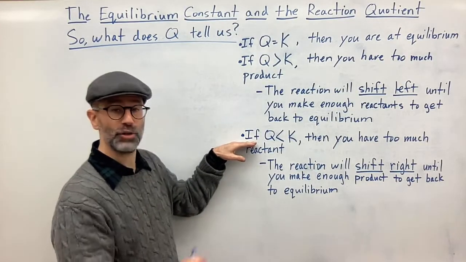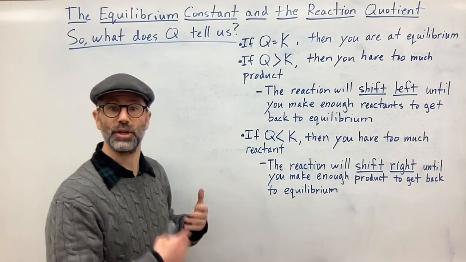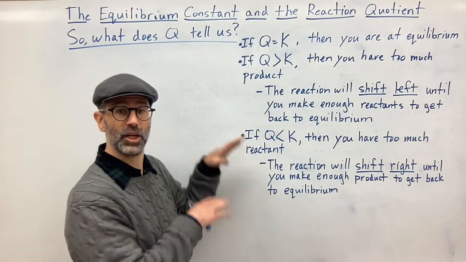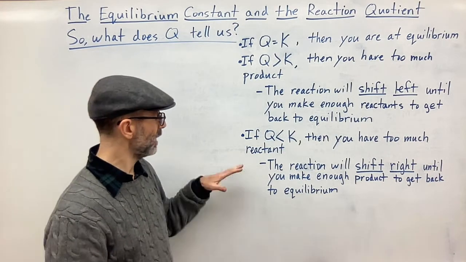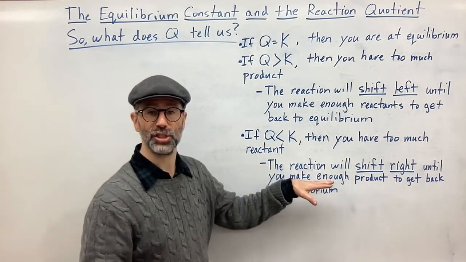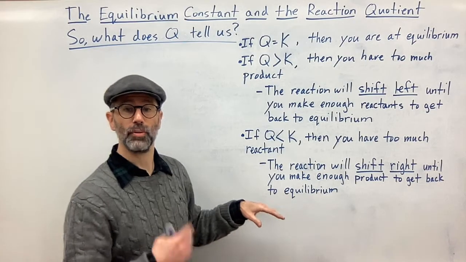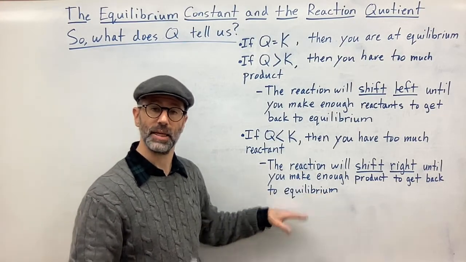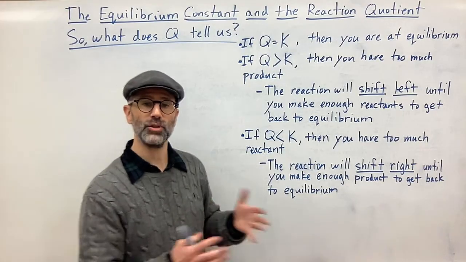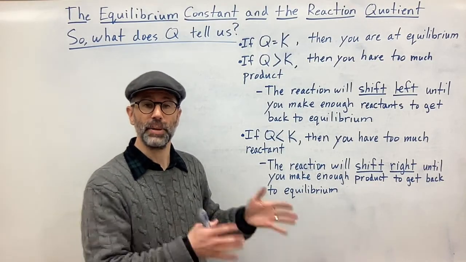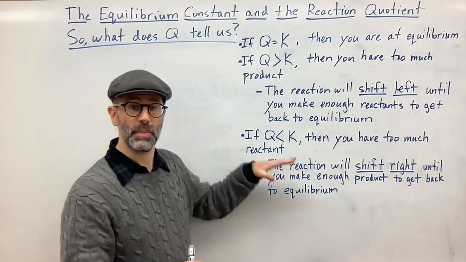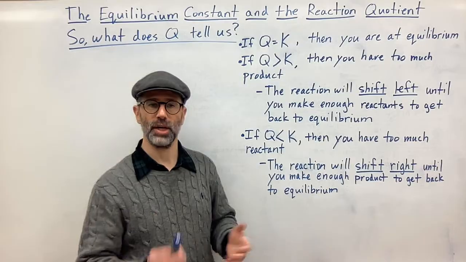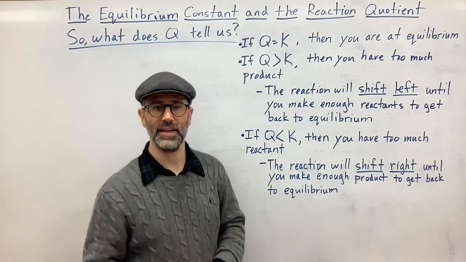If your Q value is smaller than K, then that tells you you have too much reactant, and reactants are on the bottom, right? So that's going to make Q smaller than K, and that means that the reaction is going to have to shift to the right to make more product, and it's going to do that until you make enough product to get back to equilibrium. So that's what Q will tell us compared to K. So remember these. So why do we care about KEQ so much? Let's talk about that next.